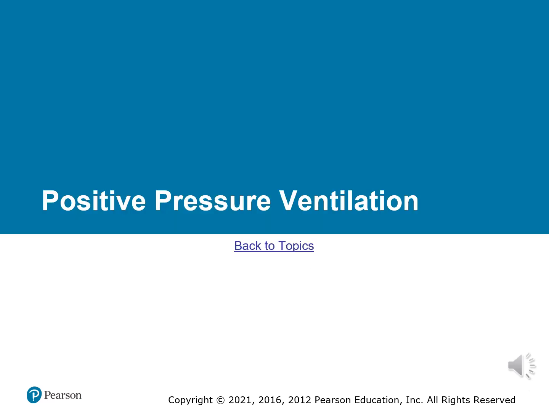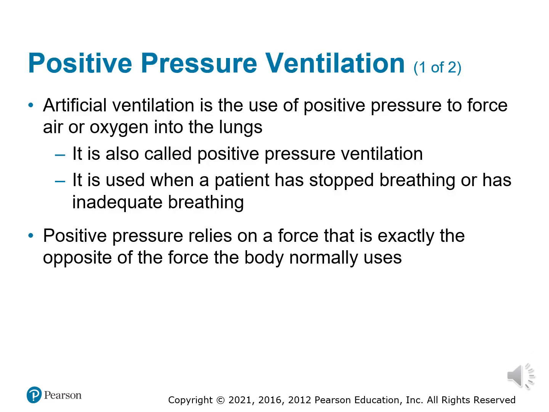In this next section, we're going to talk about positive pressure ventilation. Artificial ventilation is the use of positive pressure to force air or oxygen into the lungs. It is also called positive pressure ventilation. It is used when the patient has stopped breathing or has inadequate breathing. Positive pressure relies on the force that is exactly the opposite of the force the body usually uses.